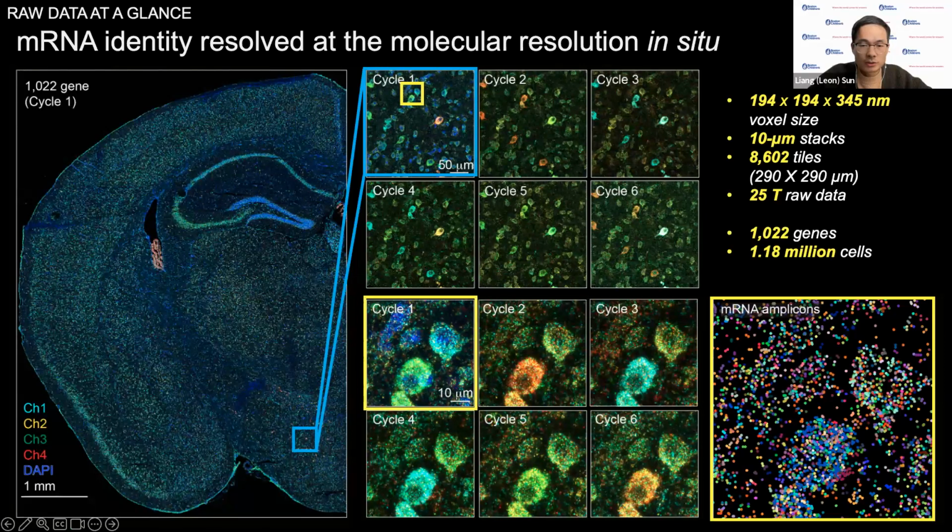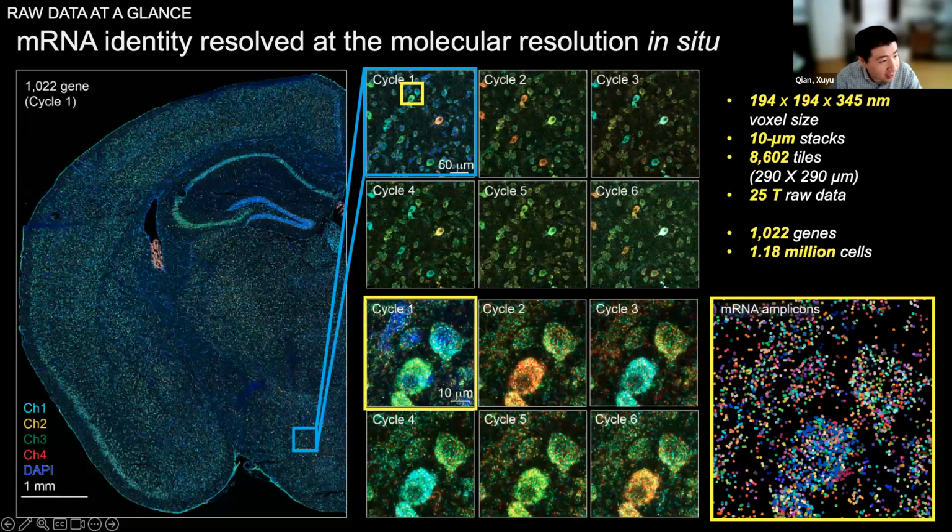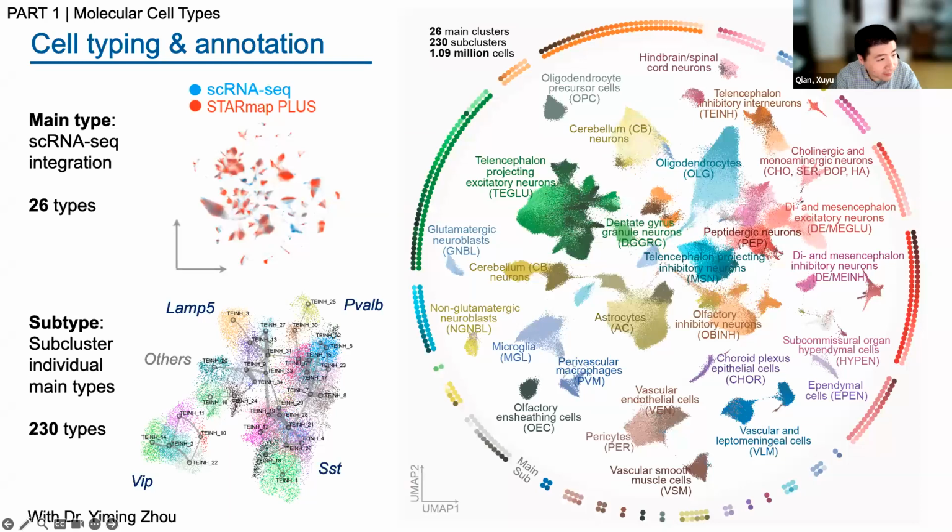We have one more question. Yeah, one more question from the chat. When identifying 230 different cell types in your annotation, did it involve manual intervention, or were you able to use an automated pipeline for this?